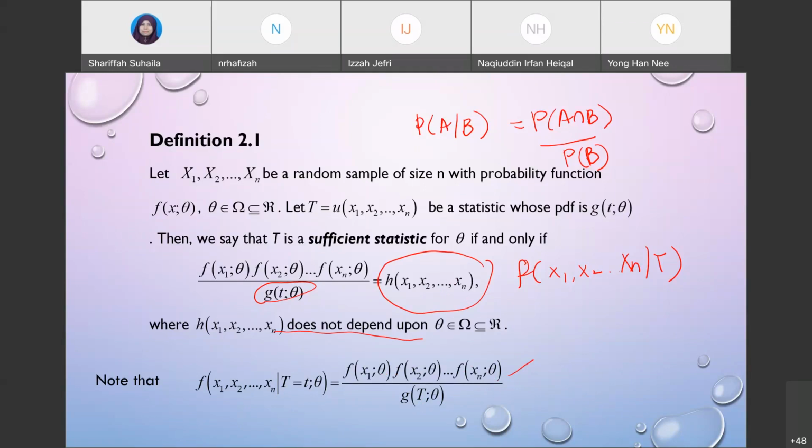So if we have this kind of expression, kita mahu ada conditional probability dia. And then you get the conditional probability does not depend upon theta. So then we can call that T a sufficient statistic. Okay, kita expresskan dalam bentuk joint PDF ni.